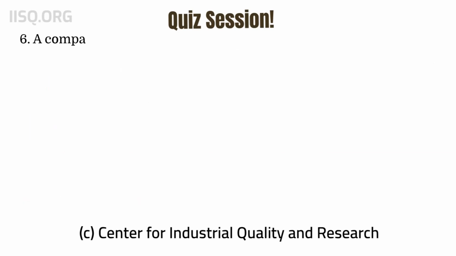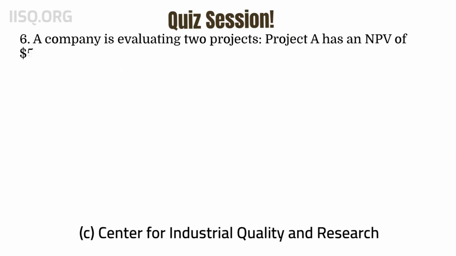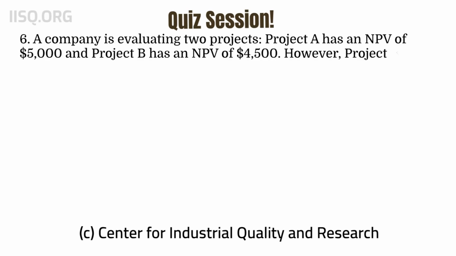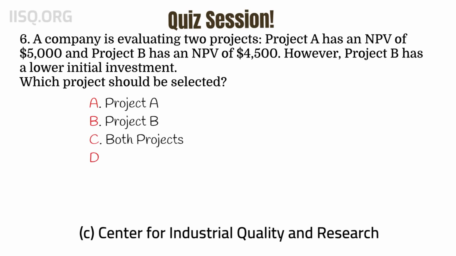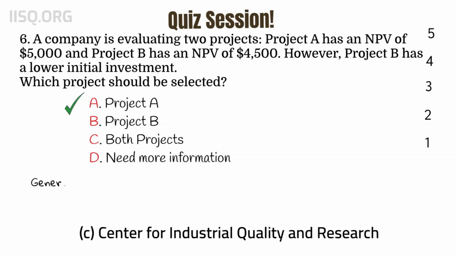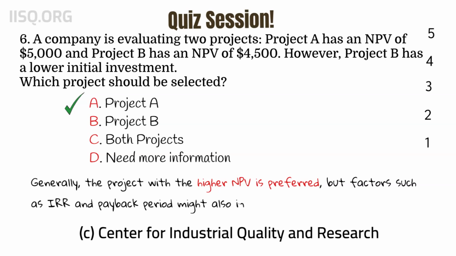Next, a company is evaluating 2 projects. Project A has an NPV of $5,000 and Project B has an NPV of $4,500. However, Project B has a lower initial investment. Which project should be selected? The options are Project A, Project B, both projects, you need more information. The correct option is A. Generally, the project with the higher NPV is preferred, but factors such as IRR and payback period might also influence the decision.